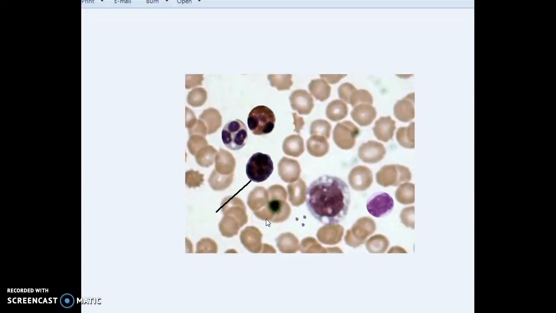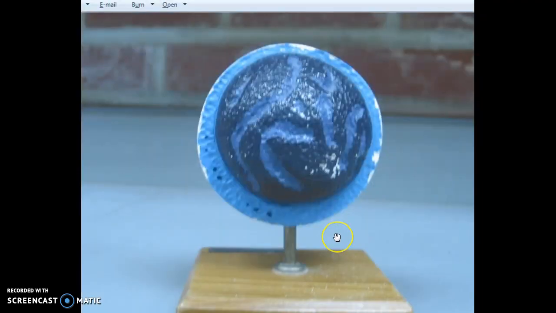Now, white blood cells are divided into granulocytes and agranulocytes. Agranulocytes, you see mostly clear cytoplasm, like in this monocyte or this lymphocyte. The granulocytes, you could see visible granules, such as in this eosinophil. I'm going to show you models first of what the white blood cells look like, and then show you them on histology slides. So this is a lymphocyte.